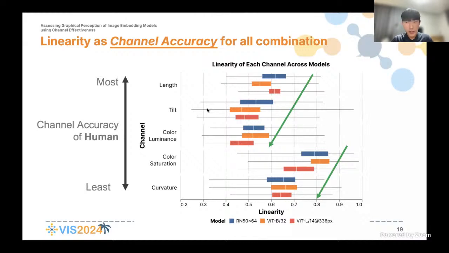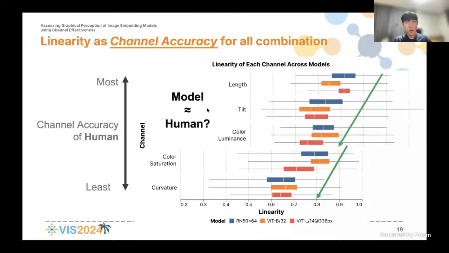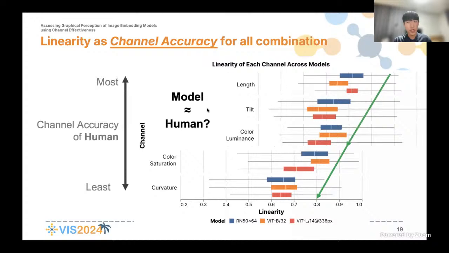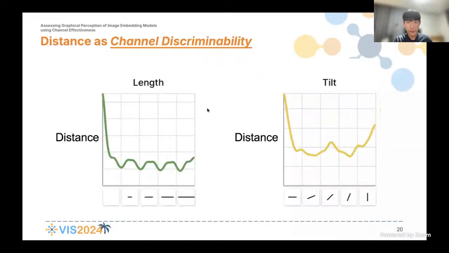If we were to say that the model looks similar to the human, the graph must have the following form. That is, in order to match the viewing order of each channel, similar to how a human sees it, the channel accuracy for the length, tilt, and color luminance above must be improved. So this is about our future work that I will explain later. Moving on to channel discriminability.